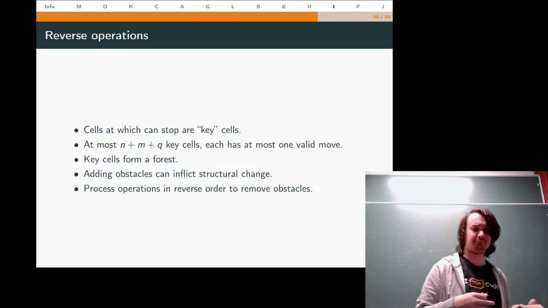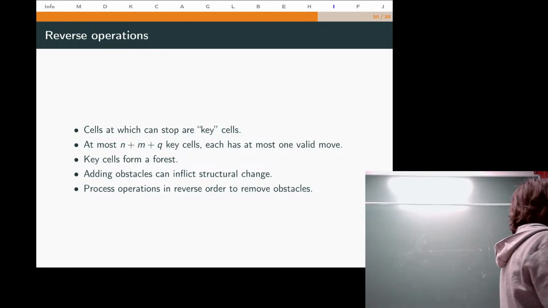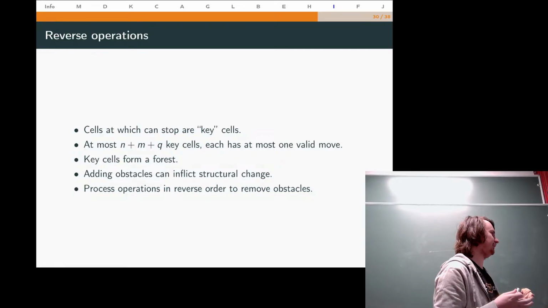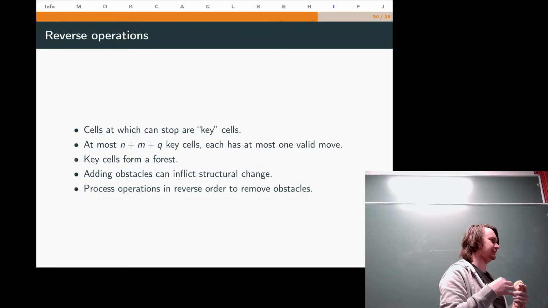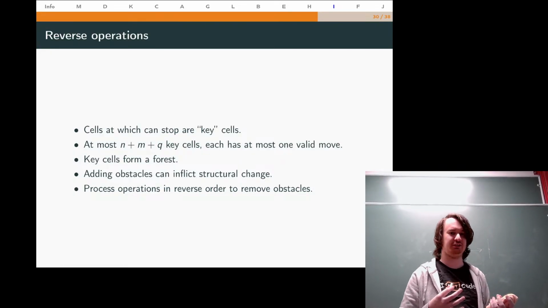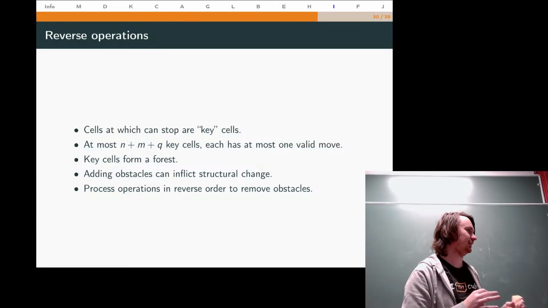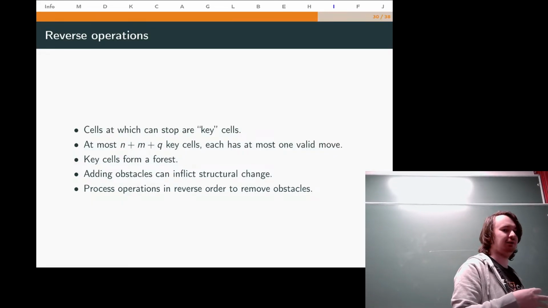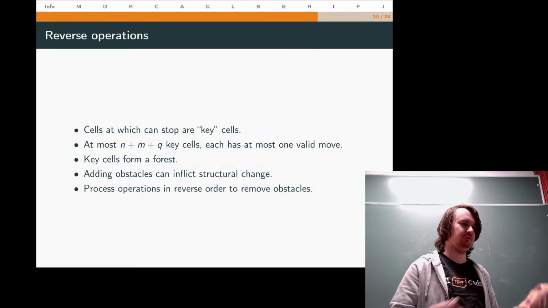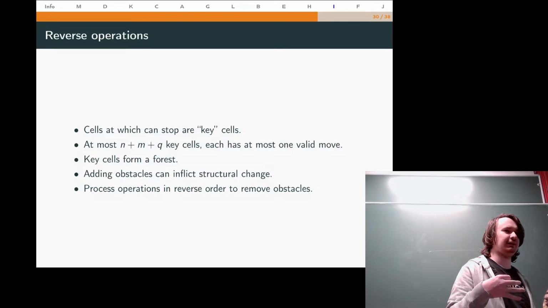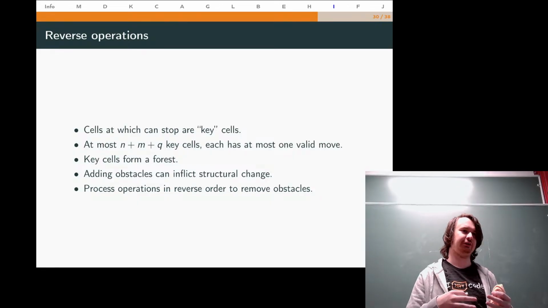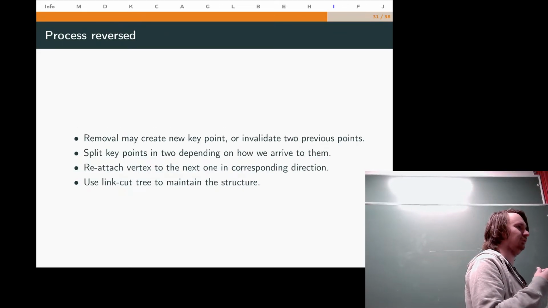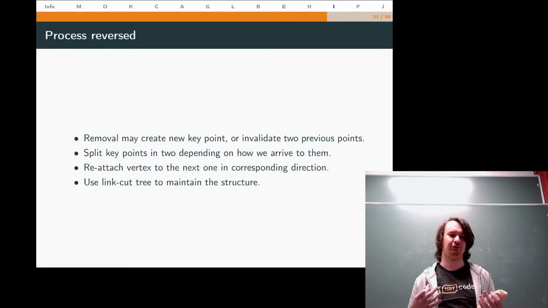So now the problem asks us to add new obstacles, but if we reason about what happens to the forest when we add new obstacles, the structural changes there could be quite arbitrary, and it will be hard for us to predict what happens. So because of this, we instead reverse the order. We assume that from the start we have all obstacles already added, and then our queries are actually not to add new obstacles, but to remove some of the obstacles.